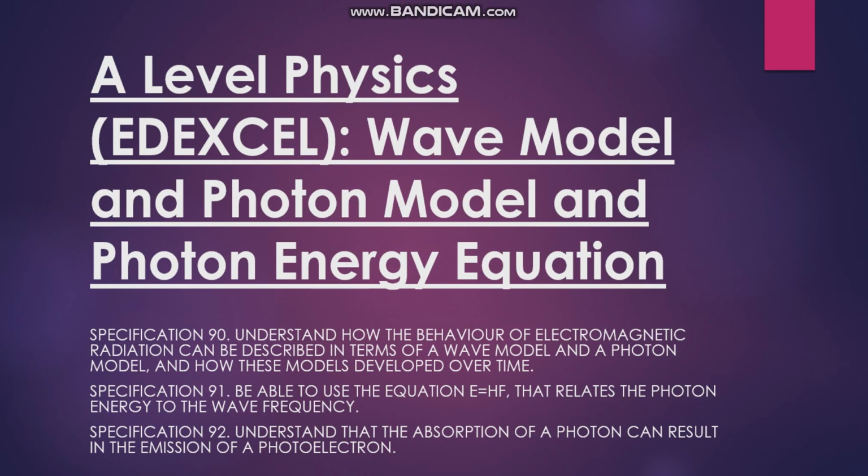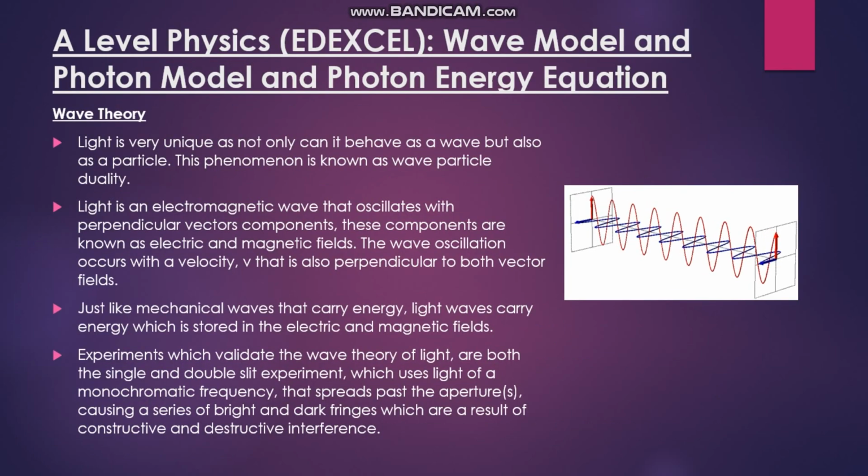Specification point 91 states that we need to be able to use the equation E equals hf that relates the photon energy to the wave frequency. And specification point 92 states that we need to understand that the absorption of a photon can result in the emission of a photoelectron.